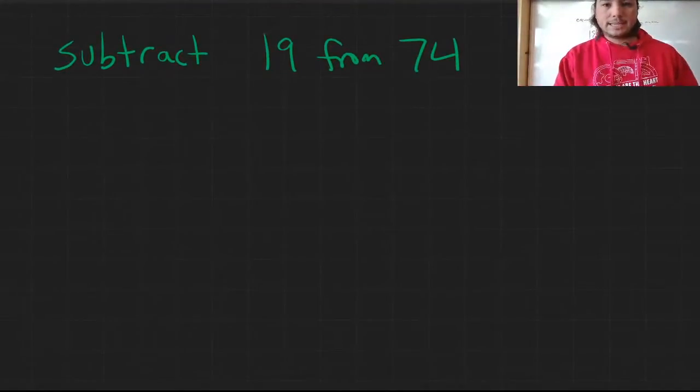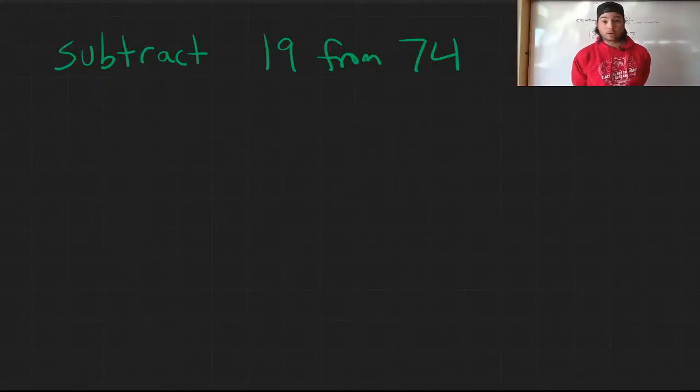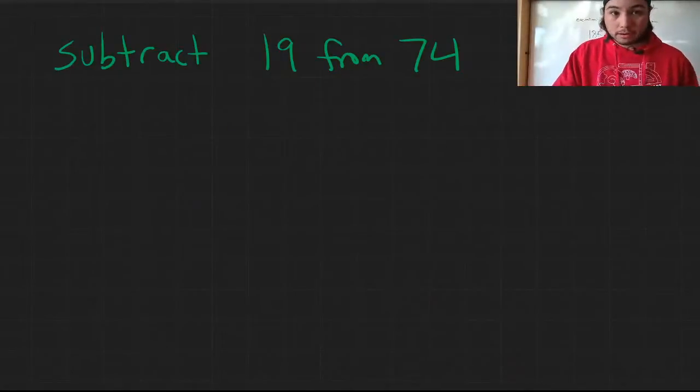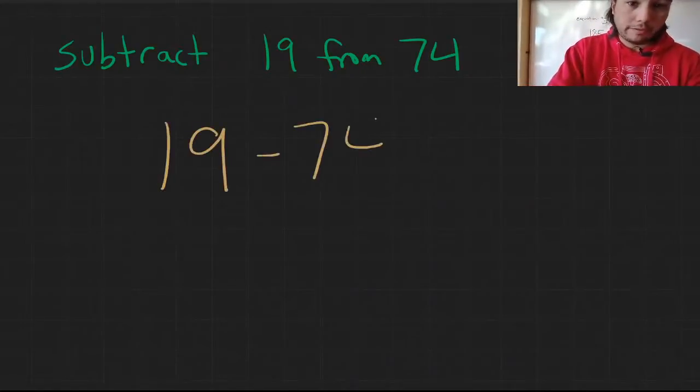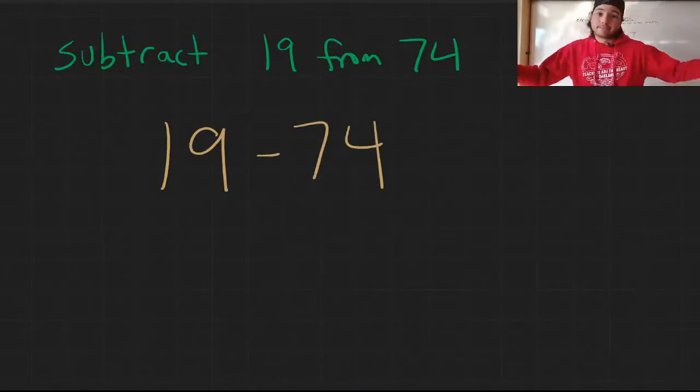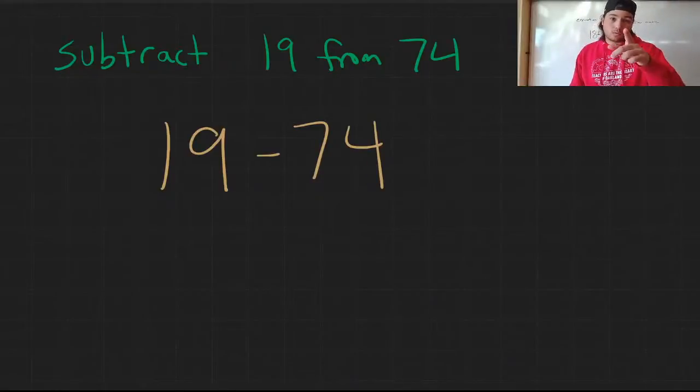Subtract 19 from 74. Okay, how are we going to write subtract 19 from 74, right? We've got the word subtract in there. Okay, right? Easy peasy, right? 19 minus 74. Done. Easy, right? Wrong. Check for reasonableness here.